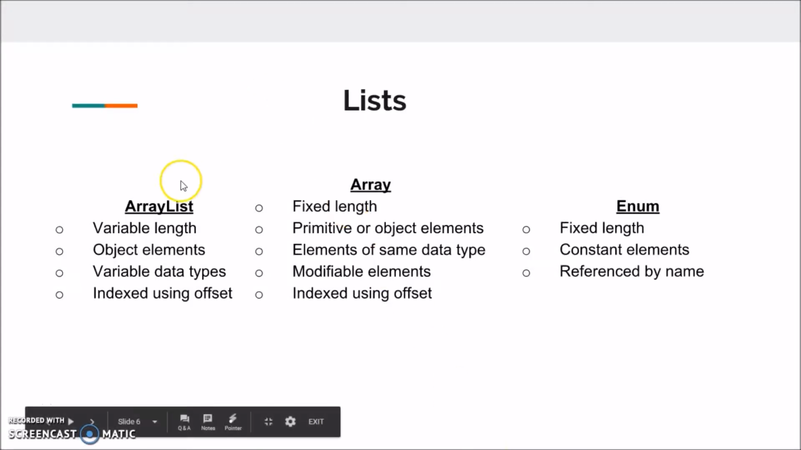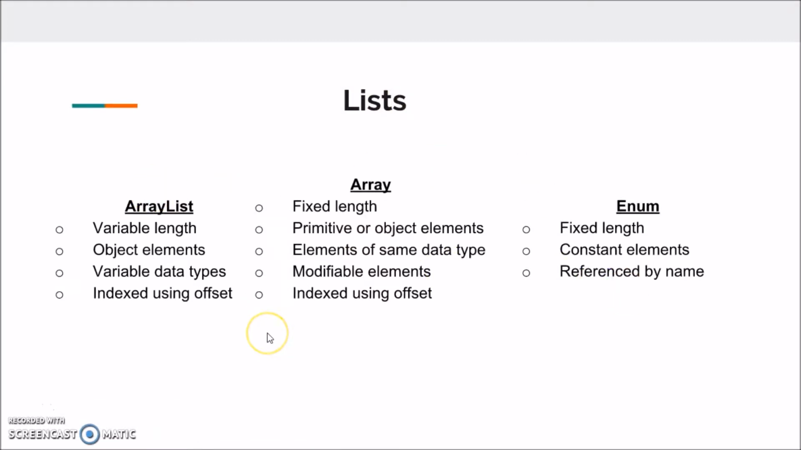Here we have some containers in Java: list containers, ArrayList, array, and enum, each of which has different properties and benefits over the others. ArrayLists are of variable length and contain object elements. You can have different kinds of data types within them, and they're indexed using an offset starting at 0 and going to 1 less than the length of the ArrayList.